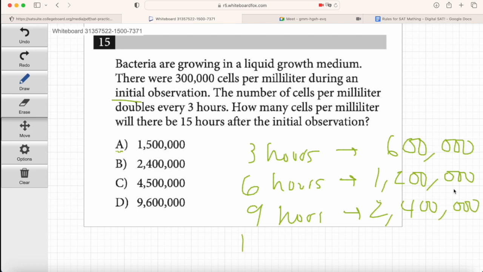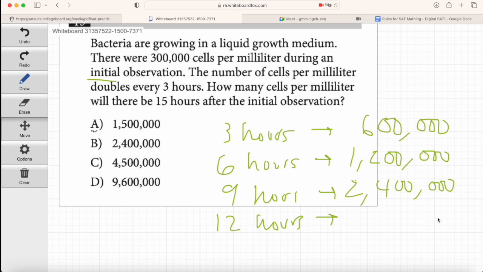What about another 3 hours? That'd be 12 hours now. How many cells? 4,800,000. I think we already know the right answer, by the way. What's the right answer have to be? 9 million. Yeah, it's got to be D, right?